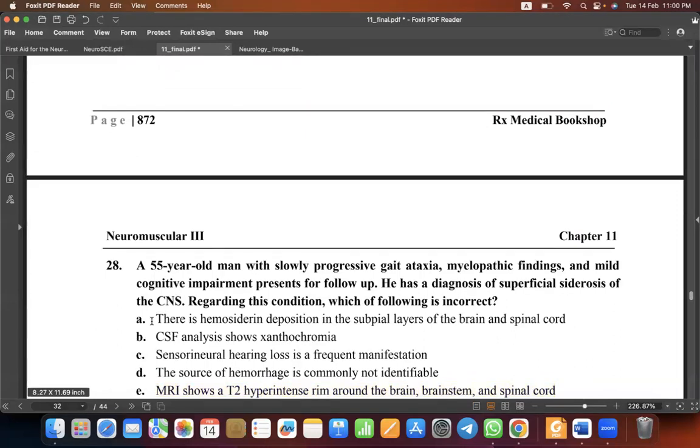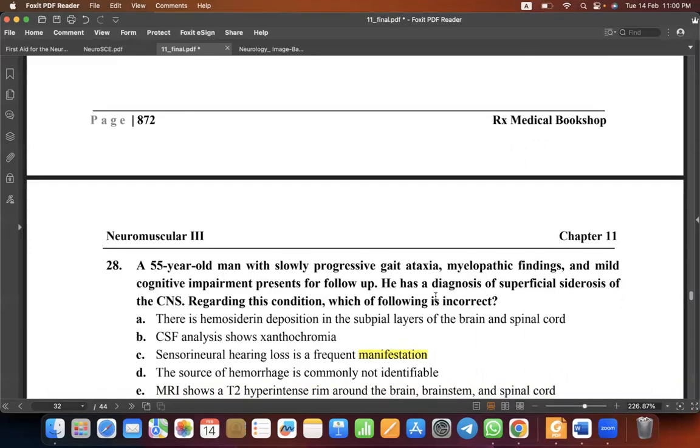He has a diagnosis of superficial siderosis of the CNS. So we should remember the diagnosis superficial siderosis. Which one of the following is incorrect? First, there is sensorineural deafness, which is very important. It's absolutely true. A lot of patients with superficial siderosis will have a sensorineural type of hearing loss as well.